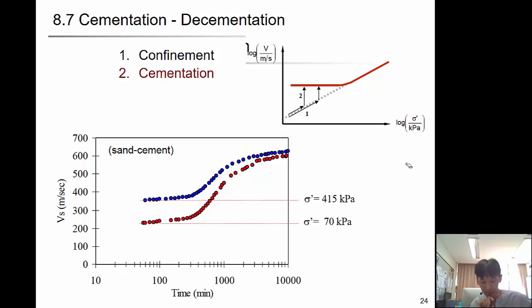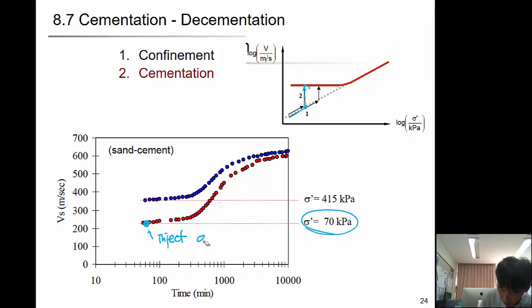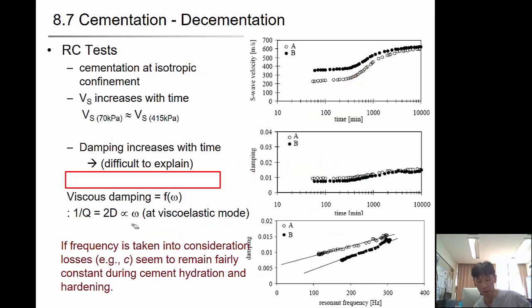This is the real experiment. Up to a certain point, here, this is the confinement. And after the confinement, they injected the cement grout. So up to this is the confinement, and at this 70 kilopascal, they injected cement. So now it increases to a certain value, 500 to 600 meters per second, from 200. The RC test shows the same. So with time, as soon as you inject some cementing agent, it increases shear velocity and also increases the damping ratio.